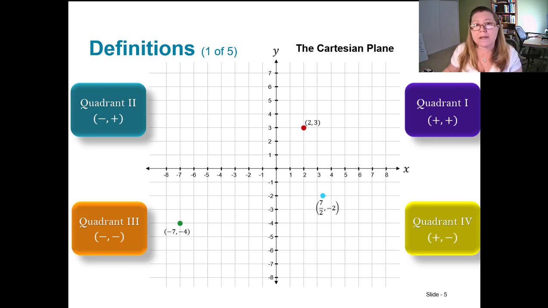The x always handles the left or right depending on the sign of the value. If it is positive, you move to the right. If it is negative, you move to the left. The second coordinate is the y coordinate. If it is positive, you move up. If it is negative, you move down.